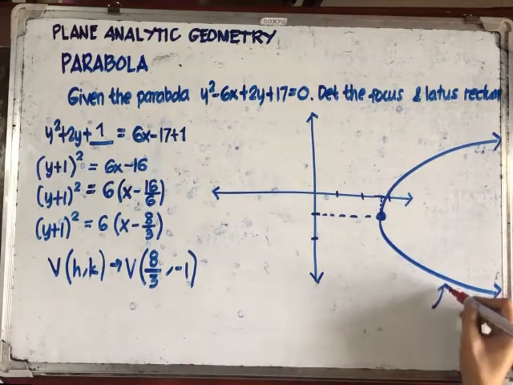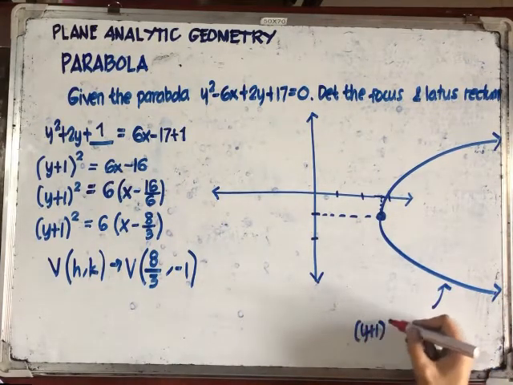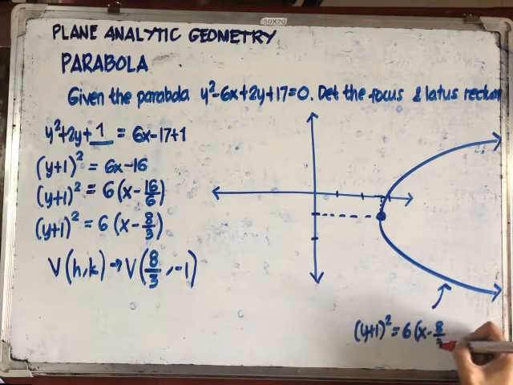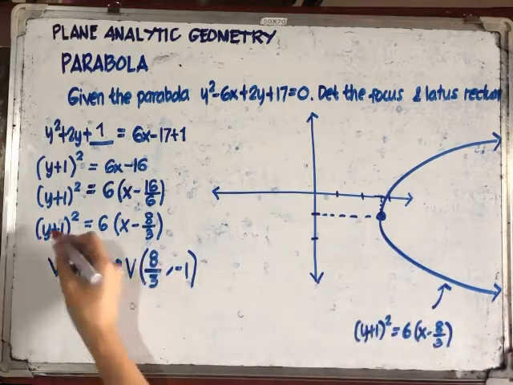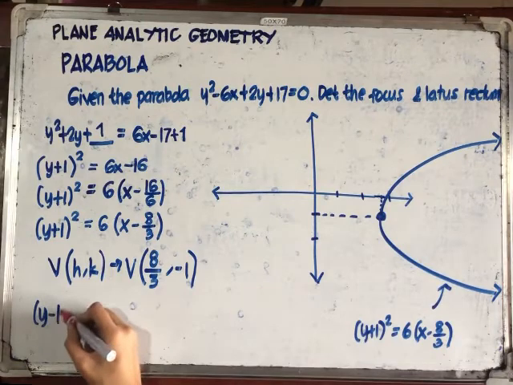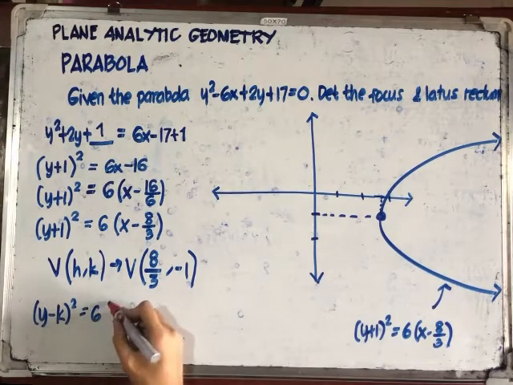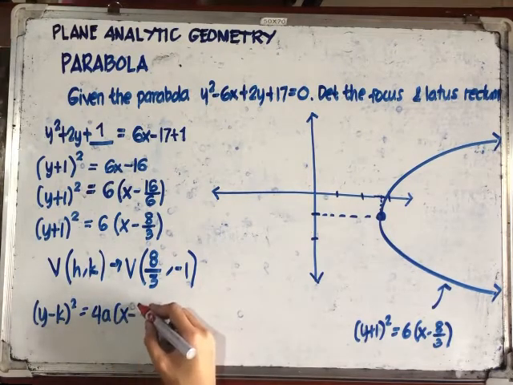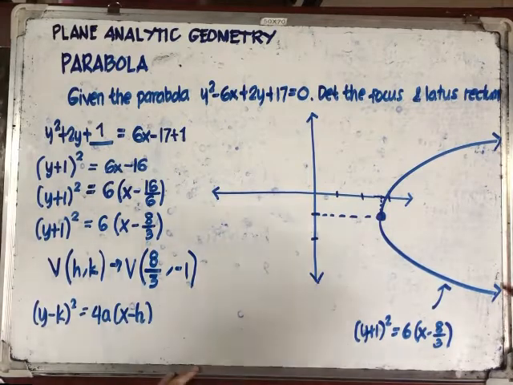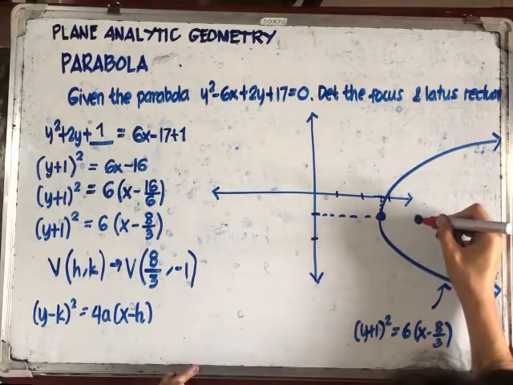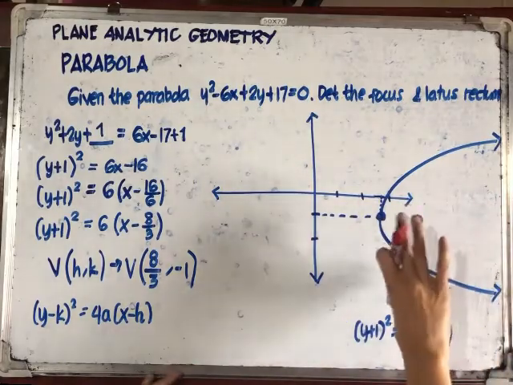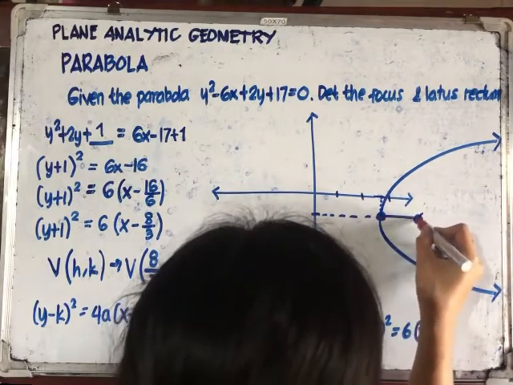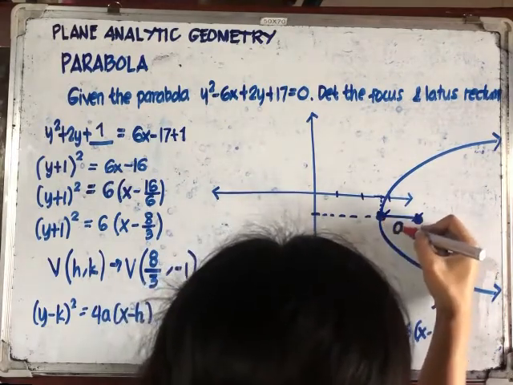So, this defines your y plus 1 squared is equal to 6 times x minus 8 over 3. Take note, ang standard form niya, if ganito yung itsura, di ba, y minus k squared is equal to 6 or 4a times x minus h. And kanina, I told you na yung focus natin is nandito sa portion na to, nasa loob siya, kung concave, saan yung concavity ng ating graph, nasa loob yung focus. And from the vertex, your focus is at a distance.